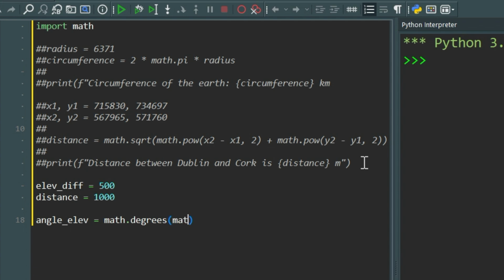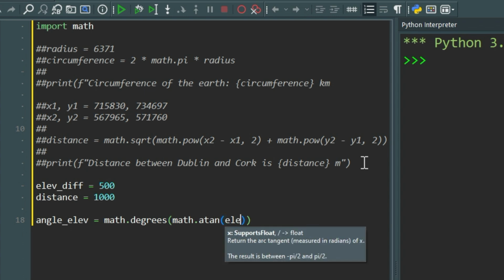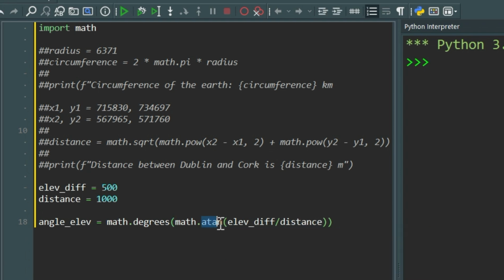And we use math.atan, and we supply in our elev diff divided by our distance. The atan function is the arctangent or inverse tangent of a number, and the returned angle is returned in radians, hence why we are converting to degrees.